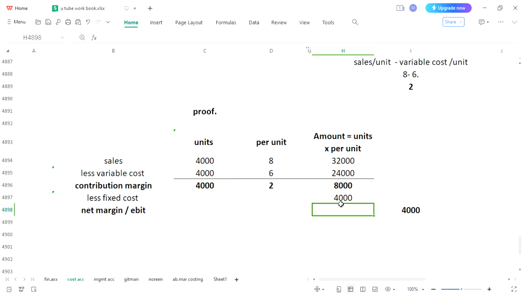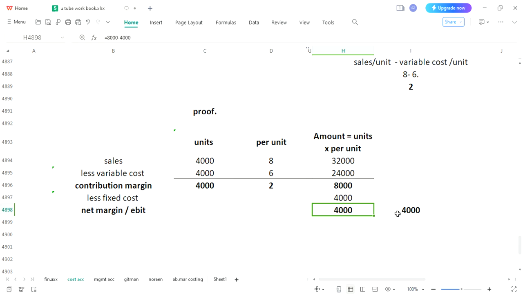This is an excellent overview of understanding that no matter how many units you are producing, your fixed cost will never be altered. As we have put the fixed cost, we are now able to calculate our net margin, which is the difference between fixed cost and contribution margin. Your contribution margin was 8,000 and fixed cost 4,000, and this is our proof.